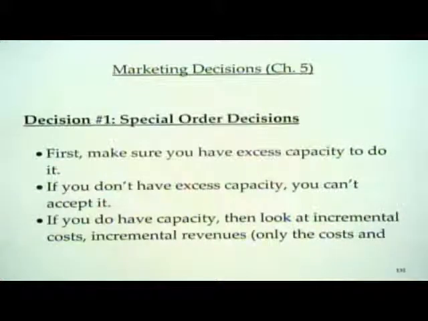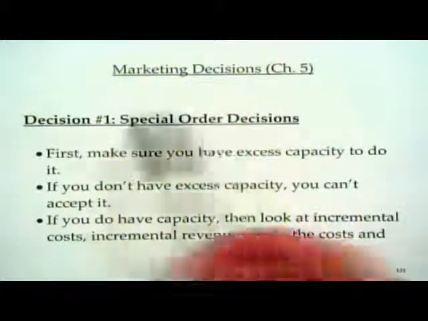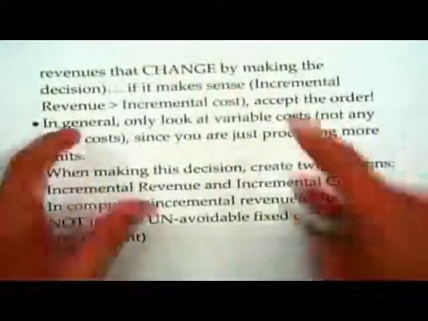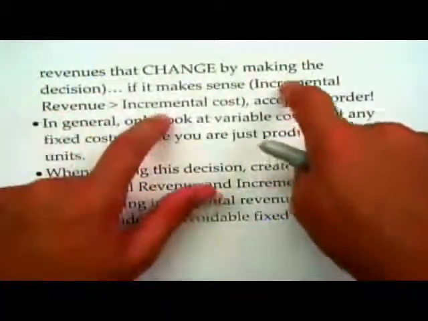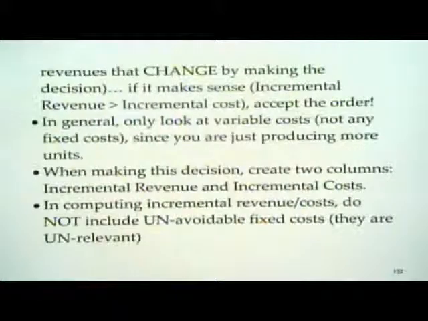Special order decisions. In special order decisions, we are the company, and of course, we are awesome, because people come from far and wide to buy our stuff, so much so we need to actually make time for special orders. How do you do these problems? You create two columns. You look at incremental revenue and incremental cost. That is to say, additional revenue and additional cost.